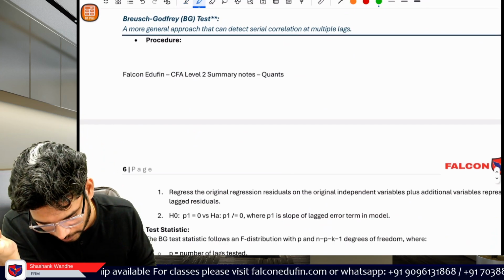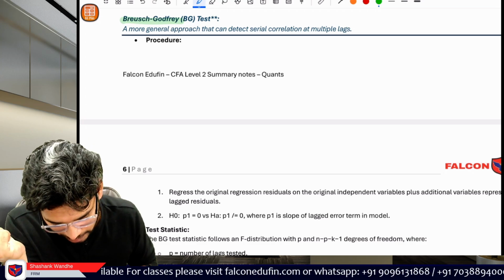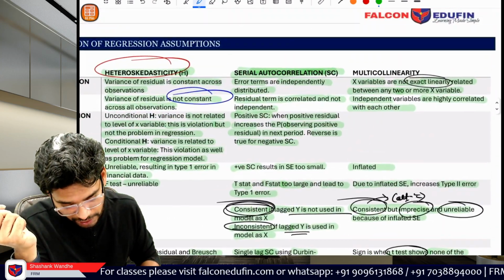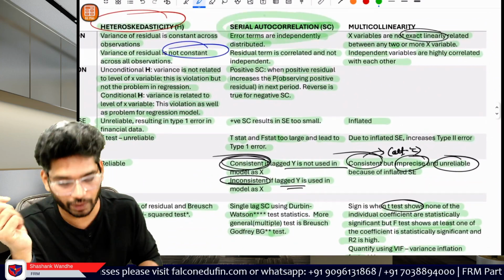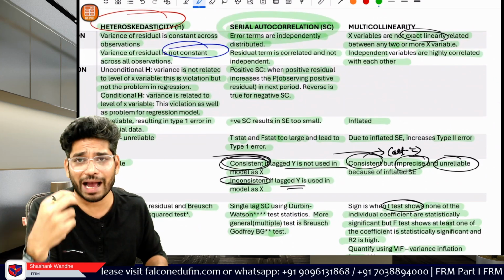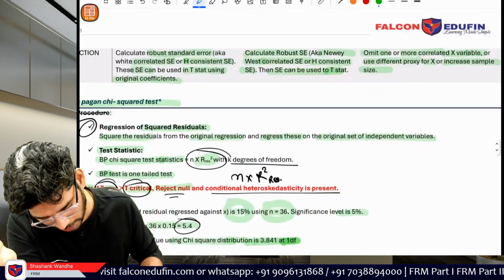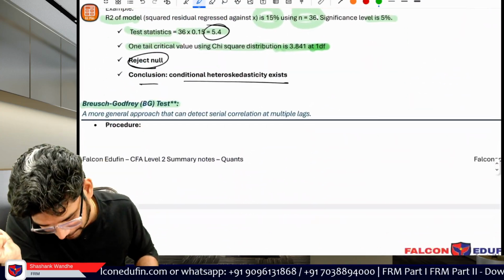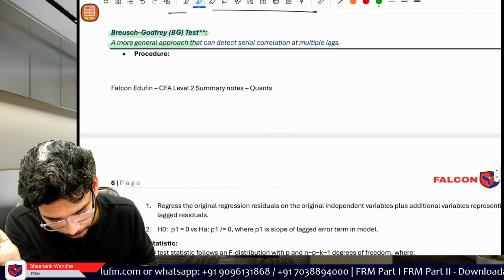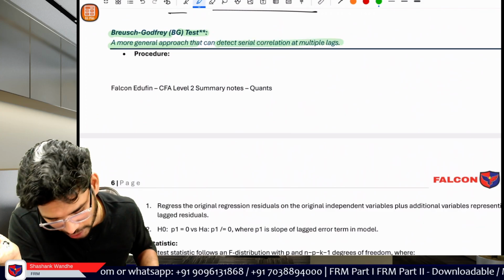Now, next is the Breusch-Godfrey test, BG test. And we are using BG test for what? To test the serial autocorrelation. So here, ideally regression should happen with the self. Self as in the residual, not with like yourself. Okay, now this is the more general approach that can detect the serial autocorrelation at the multiple lags.